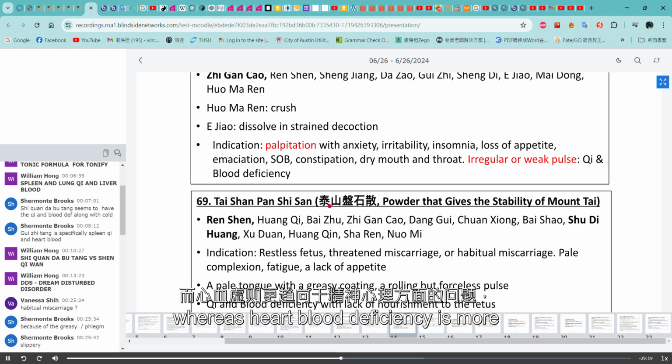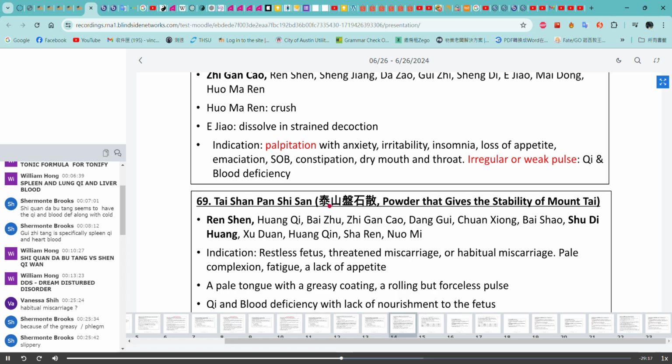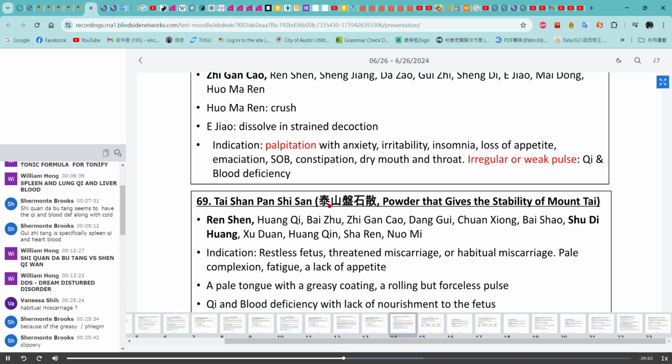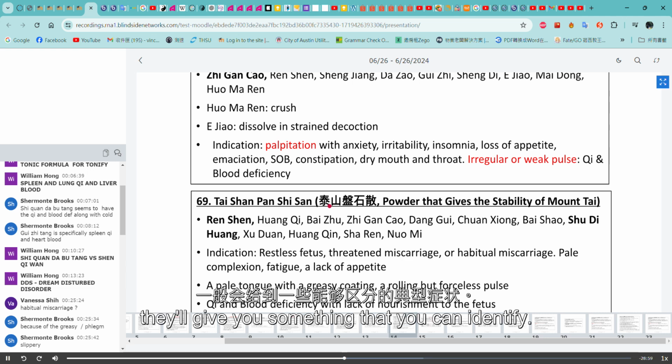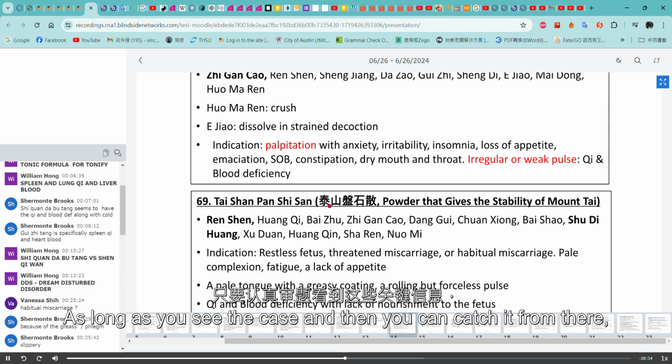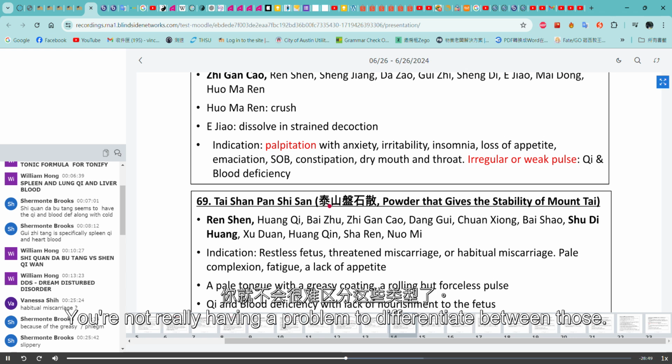Whereas heart blood deficiency is more a mental, emotional thing, more on the anxiety, dream-disturbed sleep, palpitation, forgetfulness, cannot concentrate, easily startled. So again, on the exam, they will give you something that you can identify. As long as you see the case, you can catch it from there. You're not really going to have a problem differentiating between those.